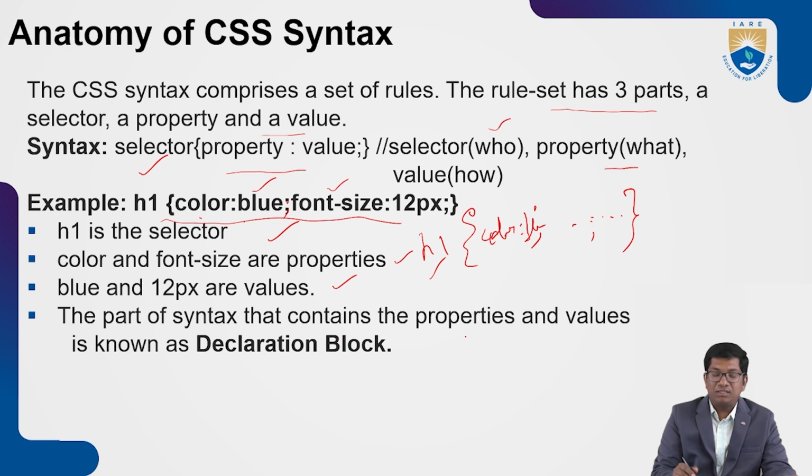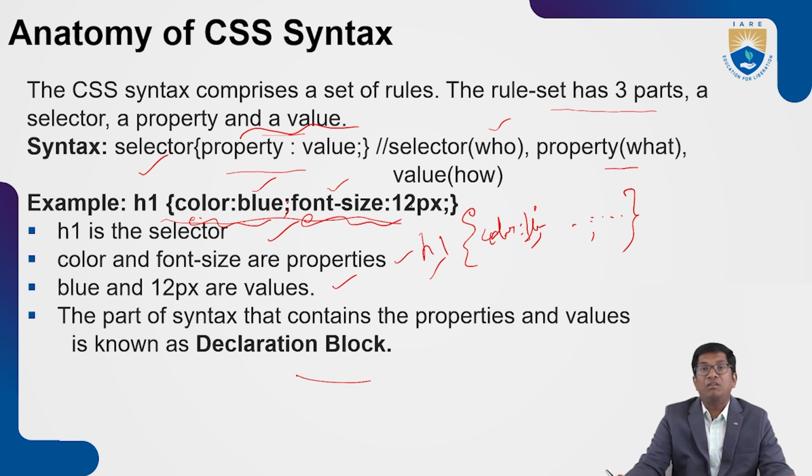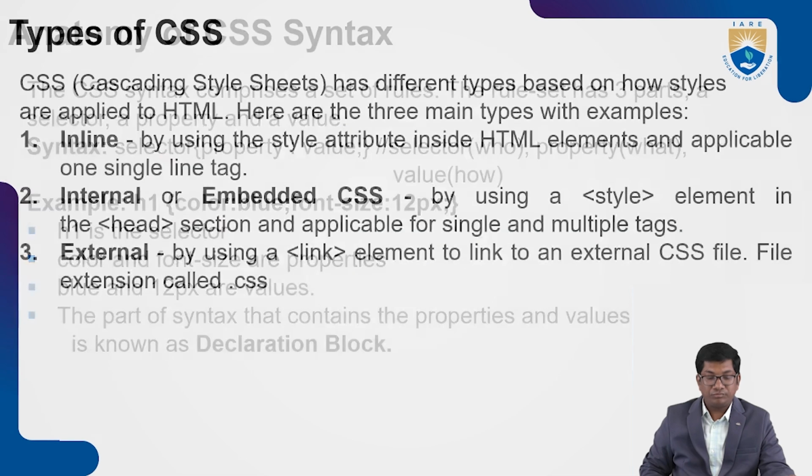The part of the syntax that contains the properties and values is known as the declaration block. This entire thing we call the declaration block. This is one declaration, and this is another declaration. Each declaration you have to separate with a semicolon. So that is the syntax for CSS.